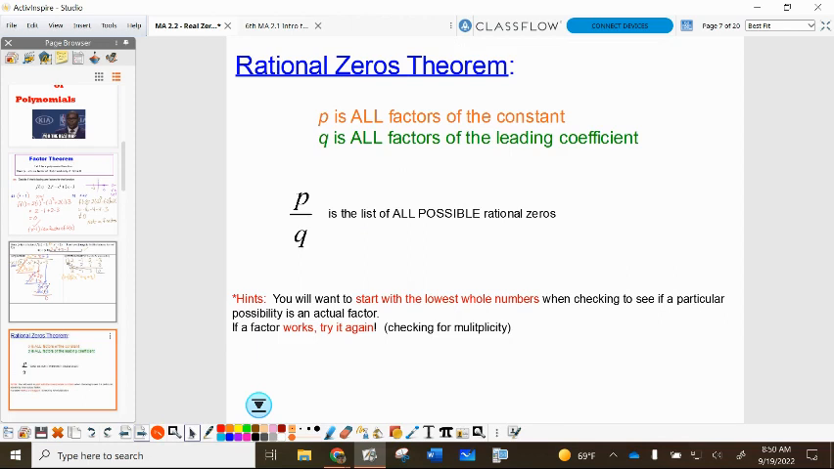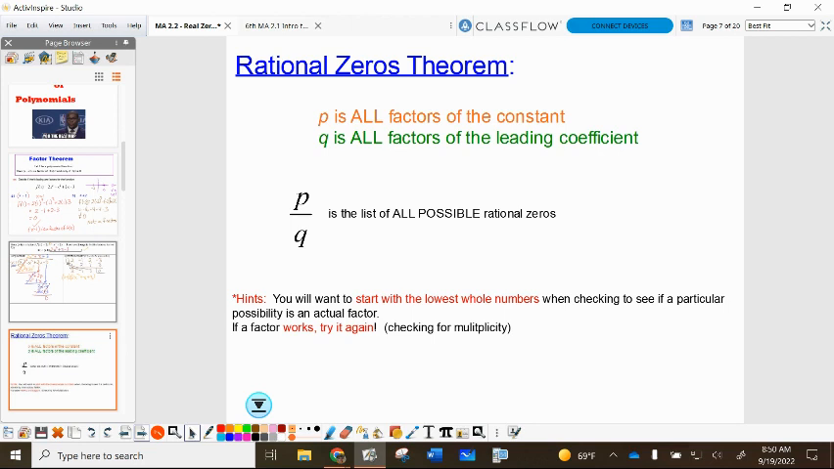Okay, so let's talk about rational zeros. P is all factors of the constant, and Q is all factors of the leading coefficient of a polynomial. Then P over Q is the list of all possible rational zeros. Now, this might seem like a kind of simple idea, but this is a huge help to us because instead of having an infinite number of numbers that we have to check and see if they factor into a polynomial when we're trying to find its factors, here we have a finite list.